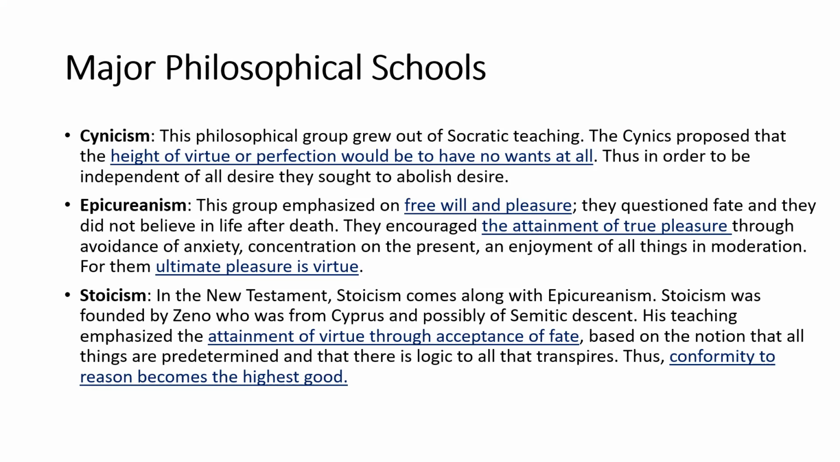It's more like Buddhism. Buddhism also says so, right? That you need to abolish desire, which itself is a desire actually. So there is kind of irony in that. But that is this philosophy. The height of virtue is the abolishing of desire. The next one, Epicureanism. This group emphasized free will and pleasure. They questioned fate. They did not believe in life after death. They encouraged the attainment of true pleasure.